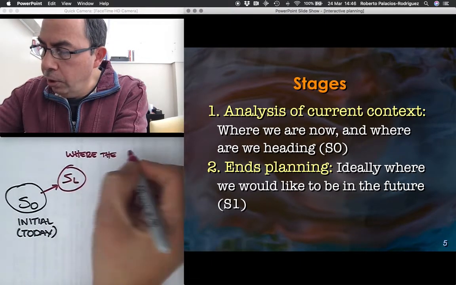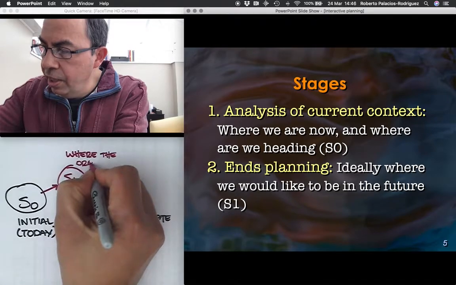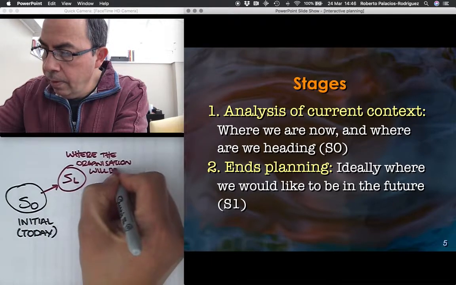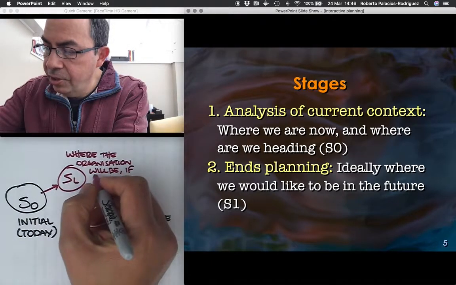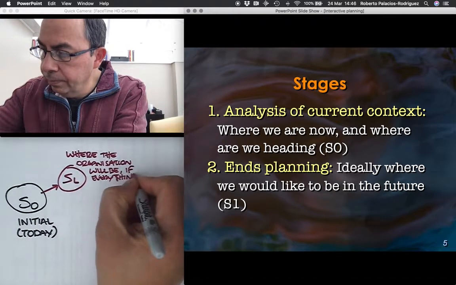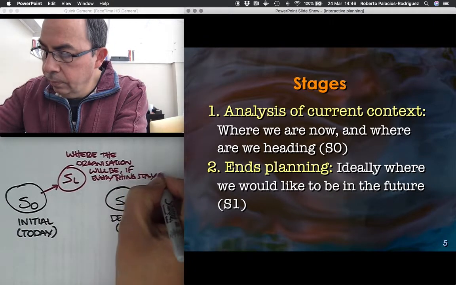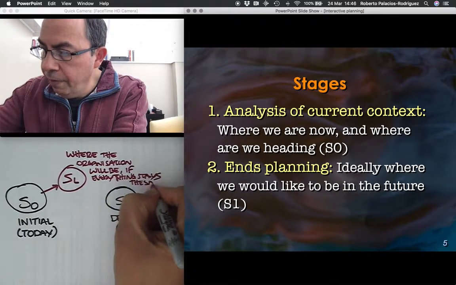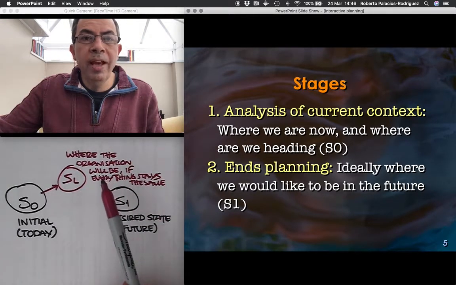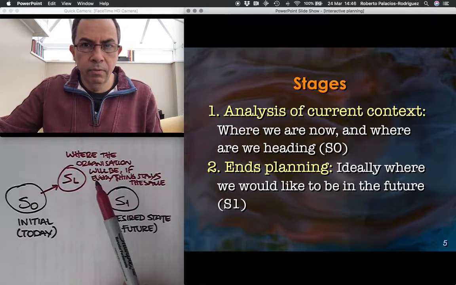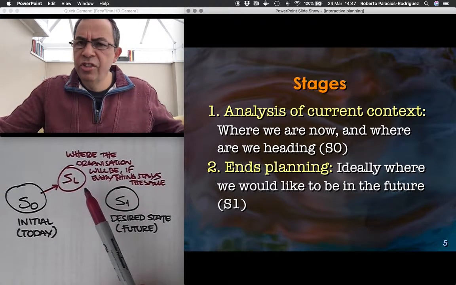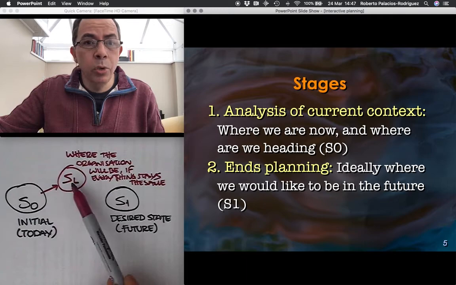Or if you're planning for an organization, where the organization will be if everything stays as they are. Everything stays the same. Clearly, what I've been saying is, in a few months, you'll be having your university degree, right? And you don't need to do much other than keep doing what you're doing, do your assignments, and so on and so forth. So this is where you'll be.